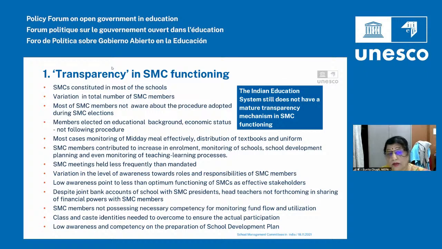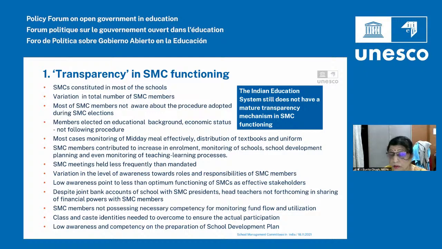At some places, SMC members contributed to increased enrollment, monitoring of school development planning, and even monitoring of the teaching-learning process. Here I would add that some of the states and provinces are educationally advanced, and there we found that SMC members were more actively engaged in the teaching-learning processes. The SMC meetings were held less frequently than mandated, which is once a month. In some places it was after 2 or 3 months, although the register would say that the meetings were held every month.